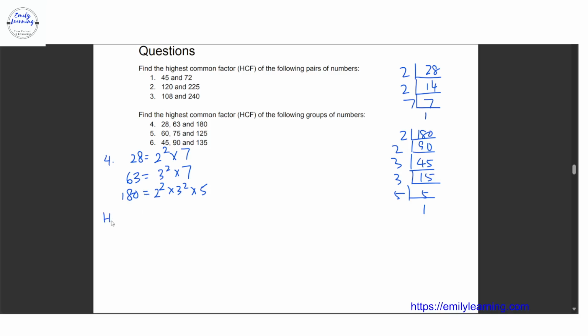Now to find the highest common factor, I need to look for a base that is common to all 3 numbers. 2 is not common to all of them. Only 180 has base 2. Here I have base 3, but this doesn't have base 3, so also cannot.